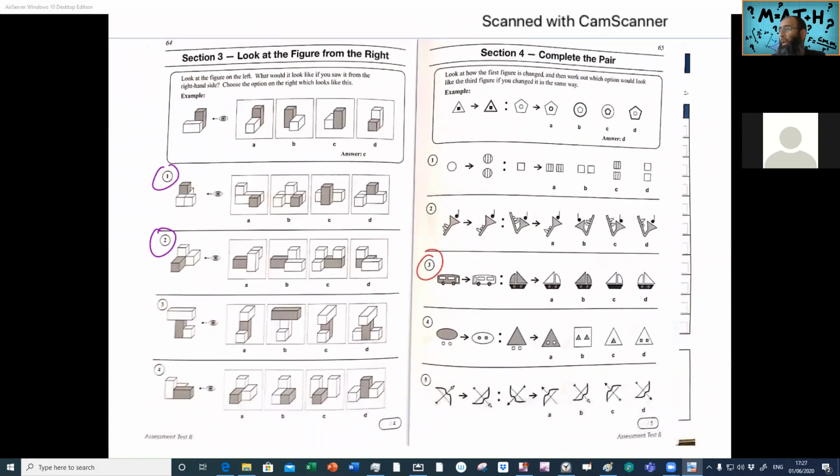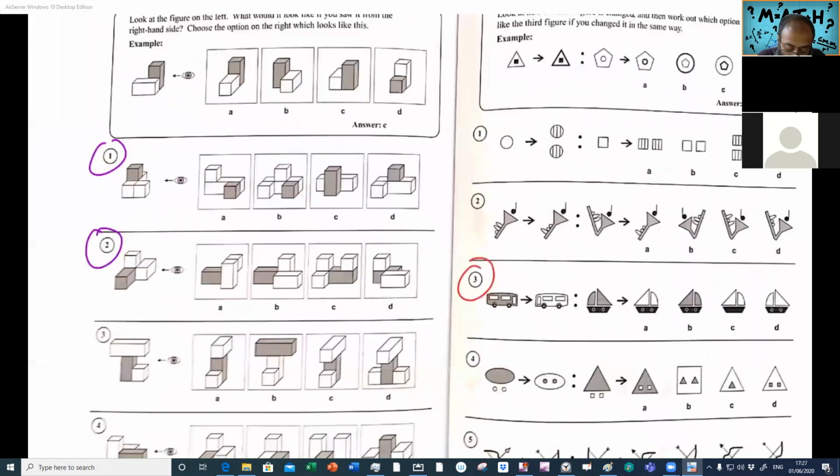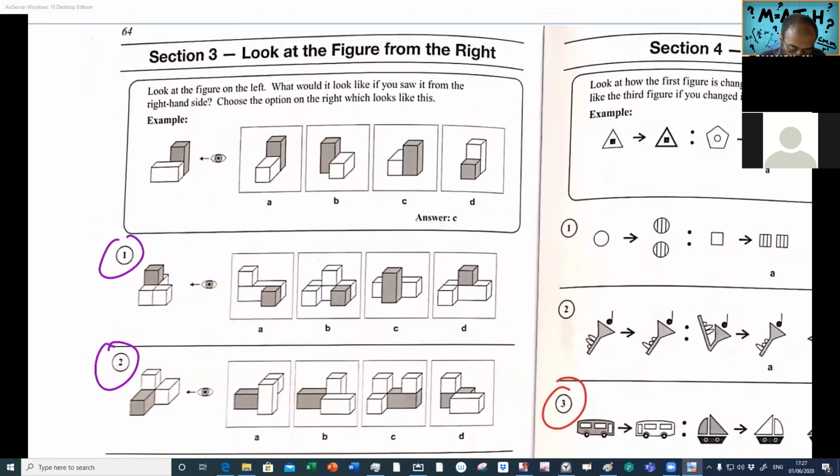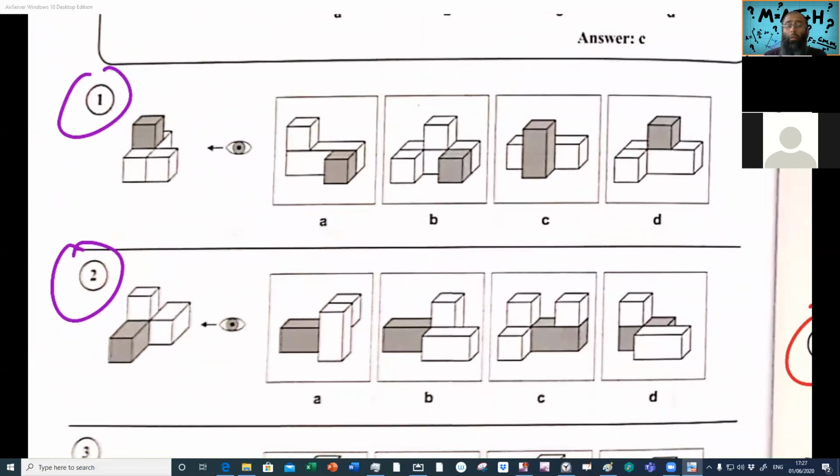So section number 3, it says look at the figure on the left. What would it look like if you saw it from the right hand side? So question number 1, section number 3, the answer should be, well, you're going to see D, because you're going to have the long piece in front of you here. Then there's going to be a short piece in front of that, which is this one here. And then you have the one piece behind it over here, and then the grayed out piece on the top over here. So that one matches.